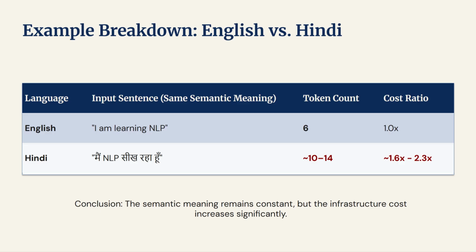But because Devanagari script is underrepresented in the tokenizer's vocabulary, each character or syllable gets assigned to its own token instead of being merged into efficient multi-character units. The conclusion from the slide is direct. Meaning stays consistent, but infrastructure cost rises significantly.